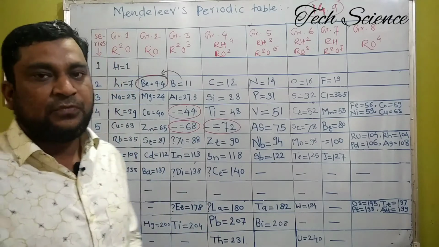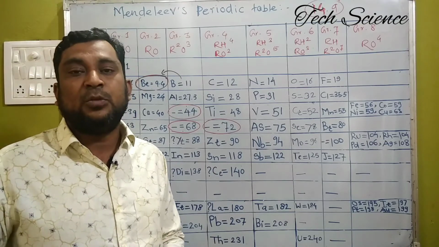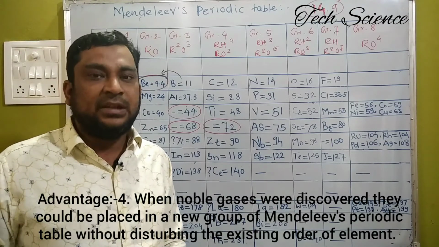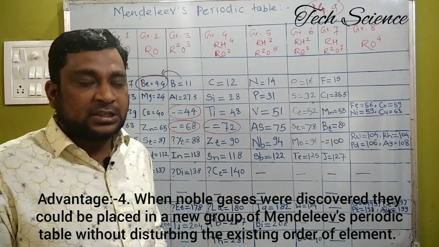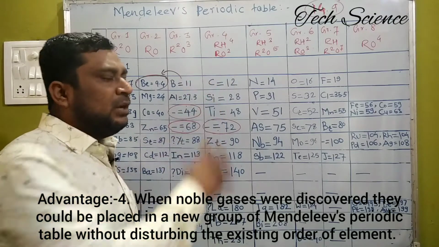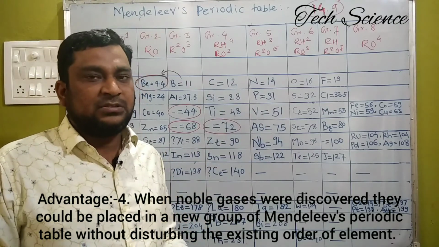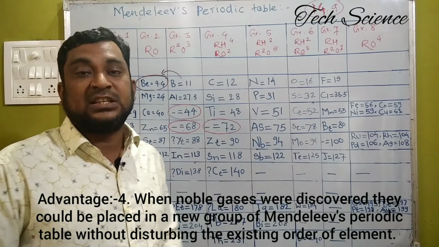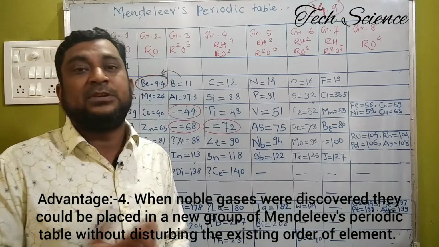And the last one, the fourth merit or advantage. What about elements that are not yet discovered? Suppose some elements get discovered and now it's time to place the newly discovered element in any table, not just Mendeleev's, any table. And suppose you have to disturb the whole table, then we can say it is not a successful classification. The same case happened with Mendeleev, but Mendeleev was the exception.